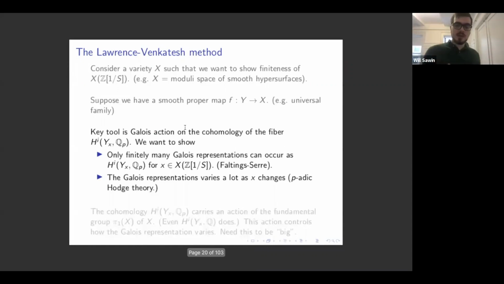And the second property is that if we look at the Galois representation over a p-adic point x, then we want it to vary a lot in some measurable way as x goes from one p-adic point to the next. So this first property is basically a result of Faltings' theorem, and it's kind of the same in every application of the method. And then finding new ways to understand how and why the Galois representation should vary was the key insight of Lawrence and Venkatesh and what we're building on here.